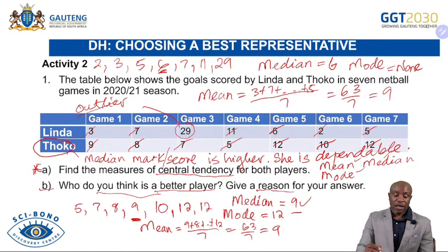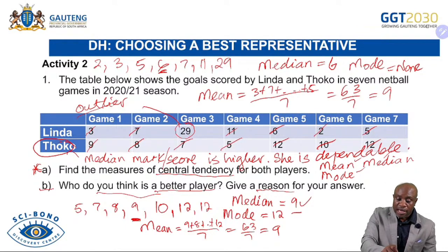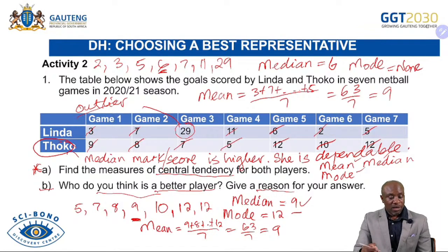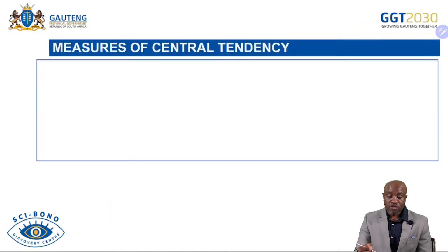Or you can even say most of the values there are closer to the 9. And that's why I went for the median, because the rest of your scores are consistent, but with Linda, only game 3 has got a higher mark. So there's a problem with Linda there. Even if their mean is the same, the median is different. That tells you that you cannot trust the mean all the time. And when does that happen? That you don't trust the mean.